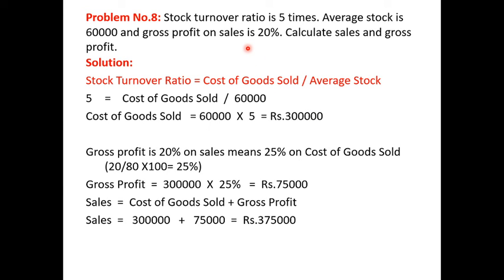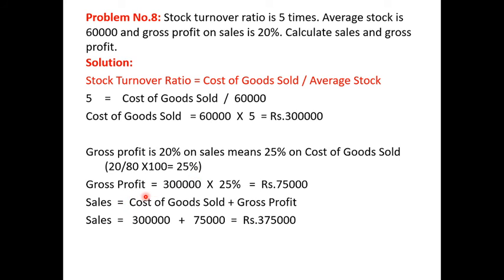Next, gross profit on sales is given as 20%. But we don't know the sales. We know only cost of goods sold. So we need to convert the percentage. How to convert the percentage? Gross profit is 20% on sales means 25% on cost of goods sold. How? 20 divided by 80 into 100, that is 25%.